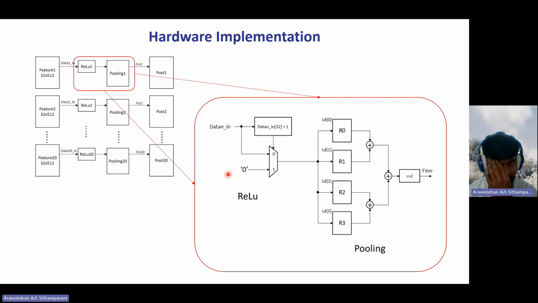So next, the mean pooling. As I said, it's an average of 4 numbers of data, then divided by 4. If you see here in this design, it's shifted by 2. It shifts 2 times: one time is divided by 2, the second time is divided by 2, so it equals dividing by 4.